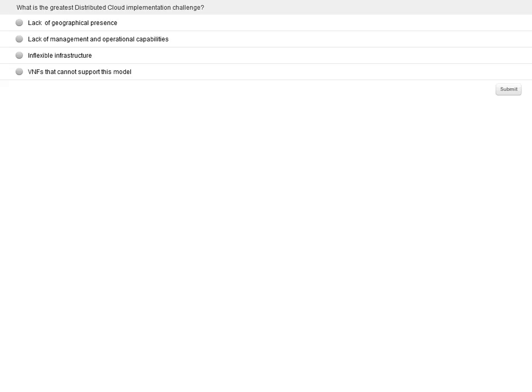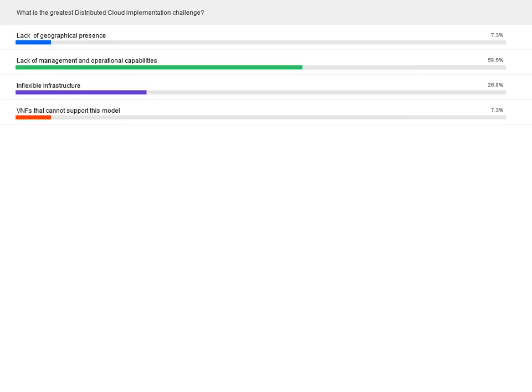Yes. Okay, let's see what the audience said. Okay, so the number one was lack of management and operational capabilities, 59%. Lack of geographical presence. Any surprises here? No, I think that is very much consistent with the challenges that we're hearing, not only just from distributing this stuff, right, but also just purely from an SDN NFV approach to be able to manage virtual network functions. This is pretty consistently the number one response, and so that's why we spent a big focus on addressing this with our Contrail platform.